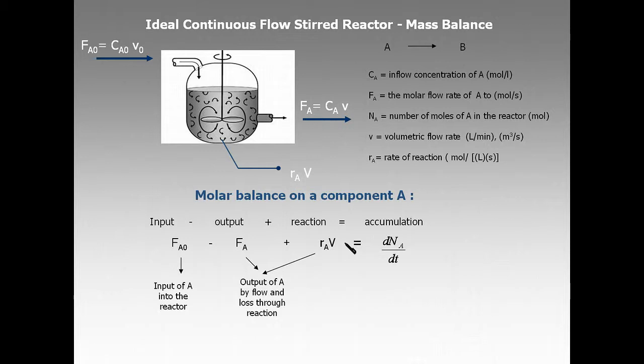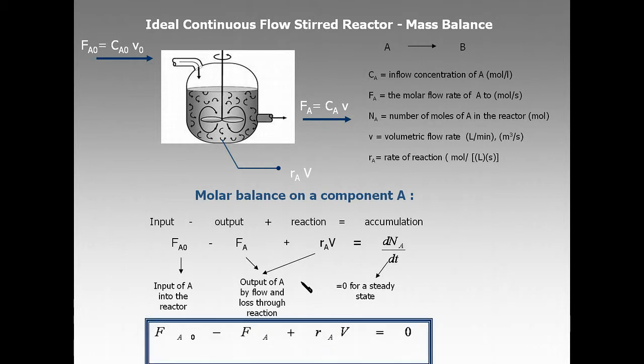The accumulation term specifies the overall change of the amount of A per unit time. For the steady state operation, the accumulation term will be 0. Remember, we said that the conditions do not change. The input of A into the reactor equals the output of A as a result of outflow and loss through the reaction. So the net change in the amount of A in reactor is 0.